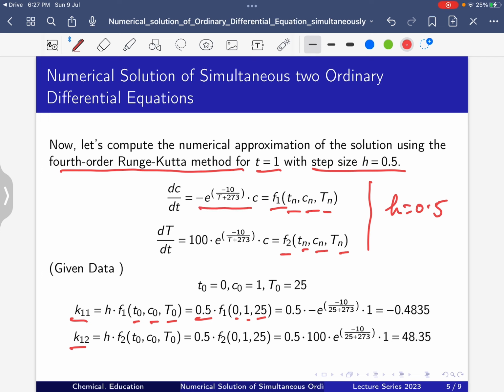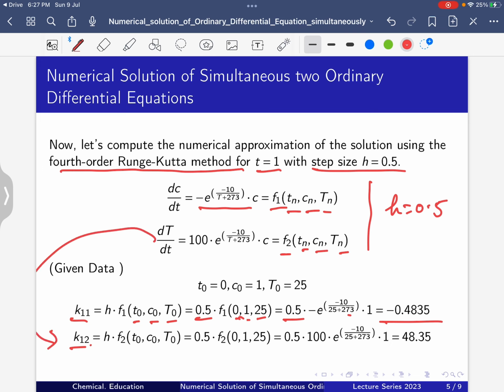Now we have to plug in this function. So 0.5 is the h, and then in that function, minus c times e to the power minus 10 over (T plus 273). For T here is 25, 273, and c is 1. After doing that we will get k11 as minus 0.4835. Now we are going to calculate k12.